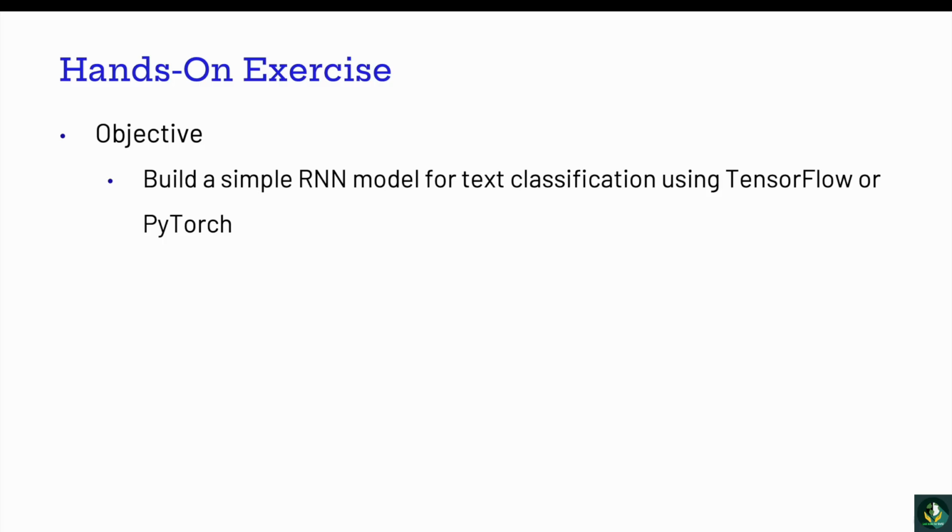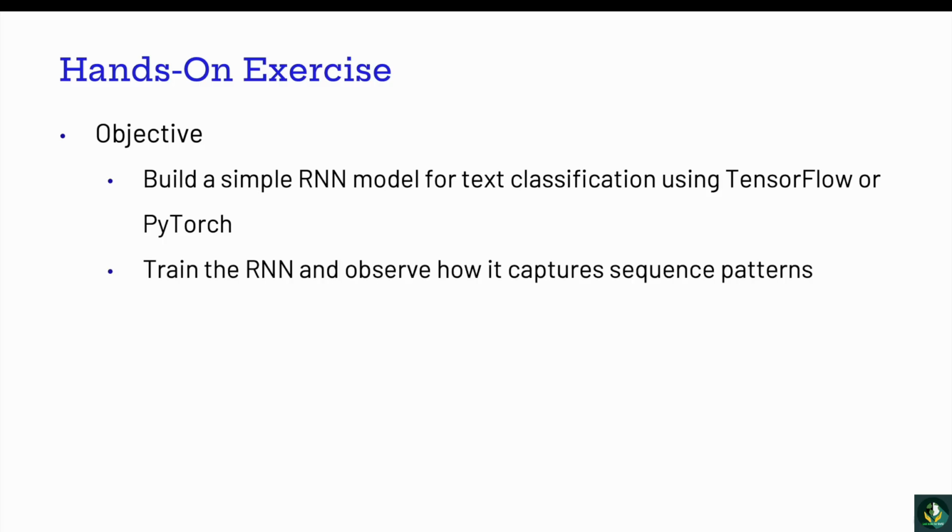We're going to use both, and then train the RNN and observe how it captures sequence patterns. We'll be using the IMDb movie reviews dataset for sentiment analysis. That's what we did in yesterday's video too. I'm not going to go into complete details of each and every line, but I'm going to go roughly over what I'm doing. You can follow along and code with me for this particular exercise.